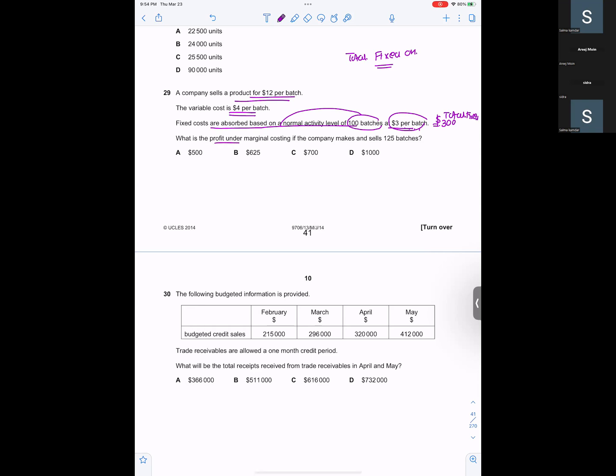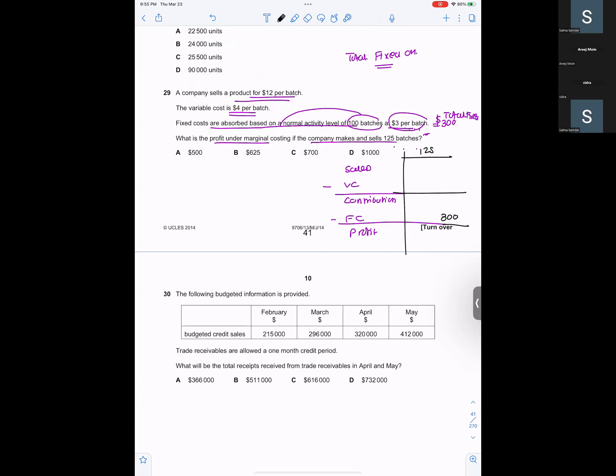The profit under marginal costing if the company makes and sells 125 batches. I want to know the profit under marginal costing if I make and sell 125 batches. So what format will I make? What will be my fixed cost that I will take? 300.